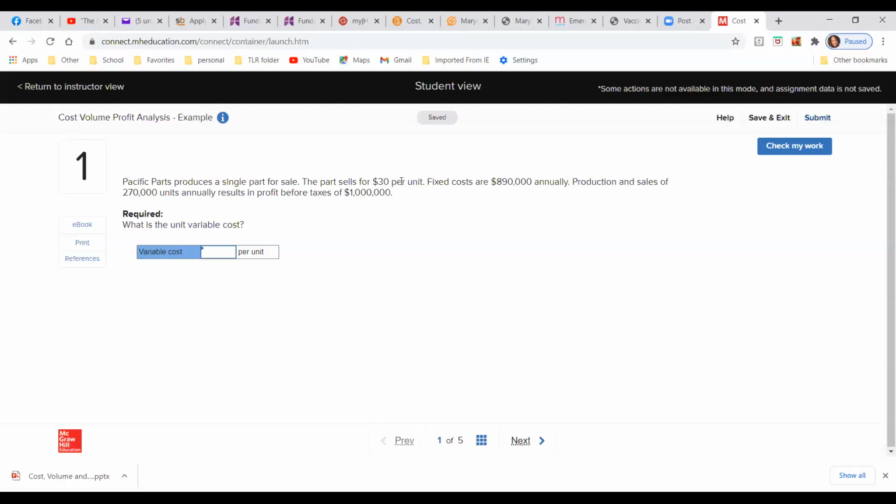Now I need to have my variable costs. It says the production and sales of 270,000 units results in a profit before taxes of 1 million. What is my variable cost? And then I subtract that until I get my contribution margin, and my profit is 1 million. Now I can back into it, right? So think about it. I have here my 8 million in revenues. I don't know what my variable cost is. I don't know what my contribution margin is, but I do know what my fixed costs are. My fixed cost, according to this, is 890,000.